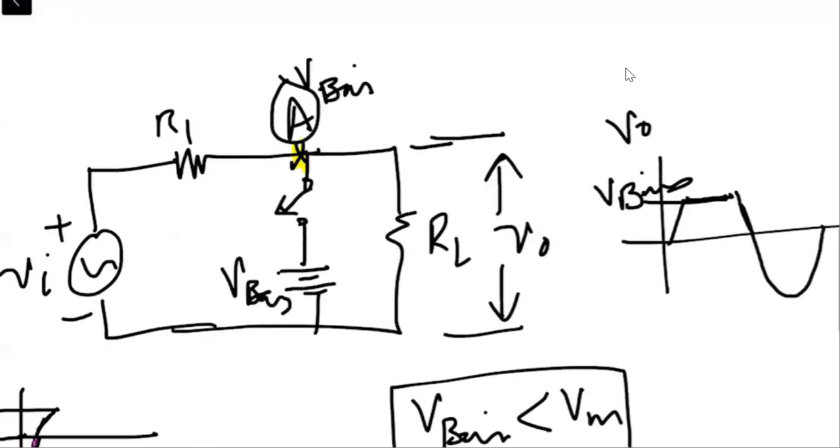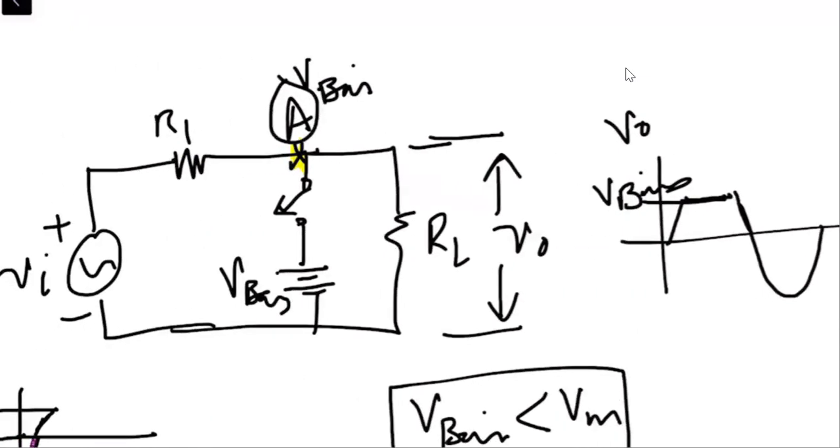So as long as the potential at point A is equal to V bias, the output will be held at V bias. As long as the potential at point A reduces from V bias, the output will be following the input, right? So this is the whole thing. बात समझ में आई? And this is the case when we are considering the diode as an ideal diode, right?